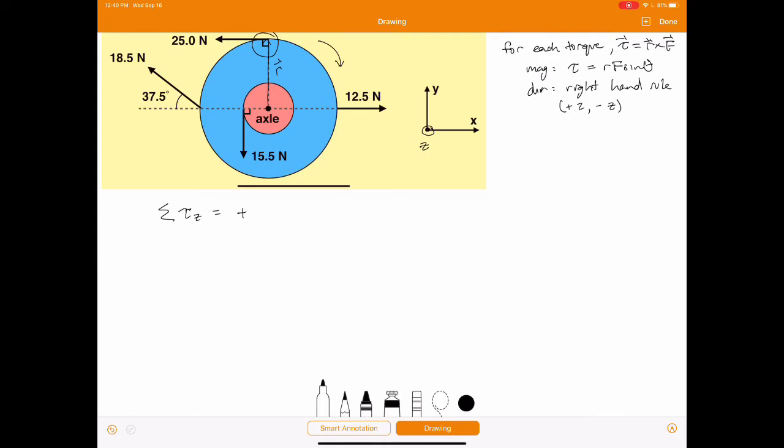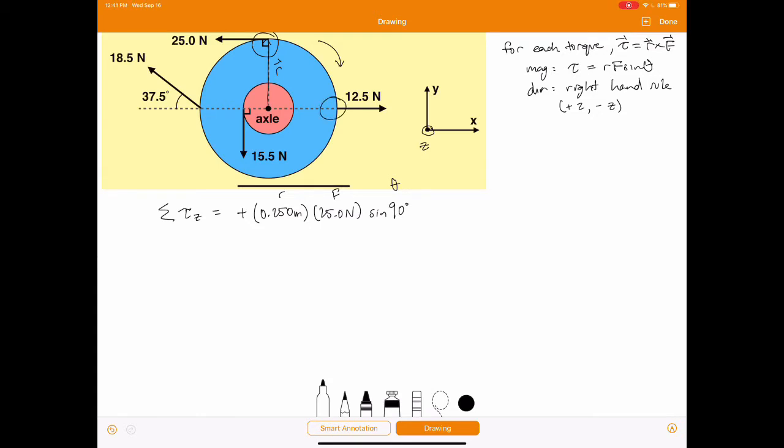Then, next to that positive sign, we're going to write RF sine theta. The radius, the outer radius, is 25 centimeters or 0.25 meters. So this is R. The force is 25 newtons. So this is F. And then we have sine of the angle between them. Well, what's shown here is that we have a right angle or 90 degrees. Okay, now let's do the next one.